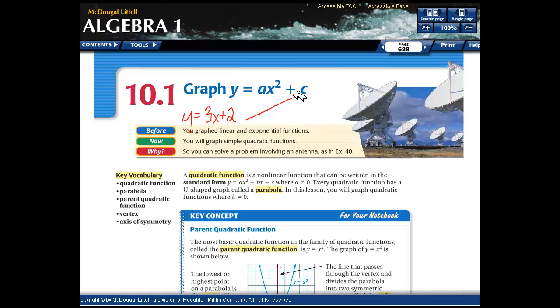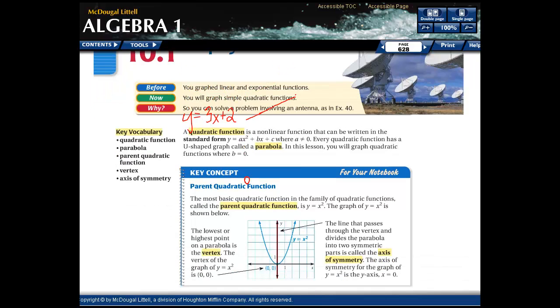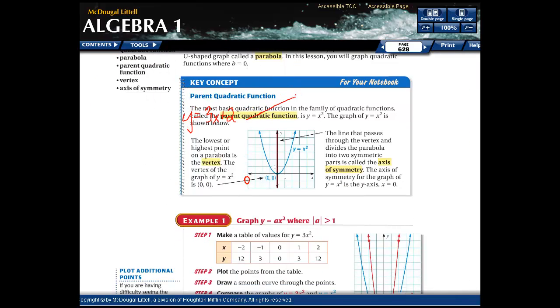When you start dealing with quadratics, which basically means you have a squared in there, it kind of throws things off a little bit, and things happen faster, or in some cases slower, depending on what the coefficient is in front of it. So let's look at the first example here.